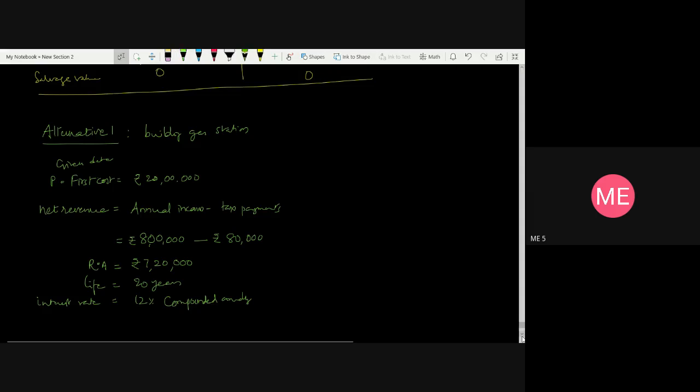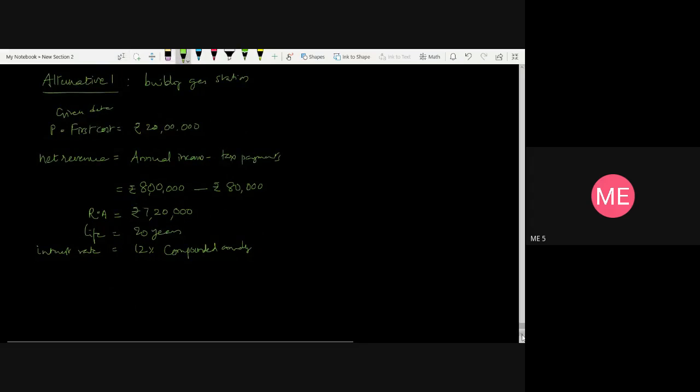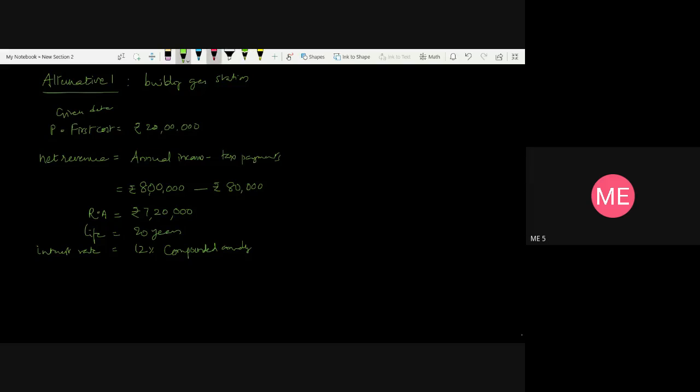Then we need to find out, first, the cash flow diagram to be drawn. Based on the given data, at time 0, the initial cost is around 20 lakhs rupees. At time 1, you will have the net revenue, shown as 7,20,000. Similarly, at the end of the second year also we have rupees 7,20,000.